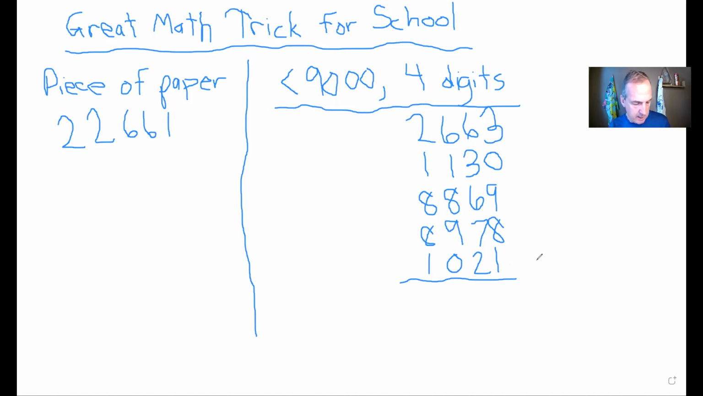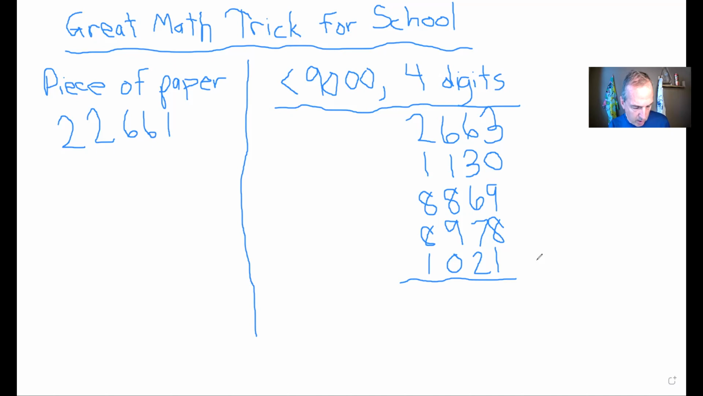2663 plus, and this is about how long it'll take because you're giving the students time to add them up. 1130 plus 8869 plus 8978, and then finally 1021. And those five numbers will add up to a number.